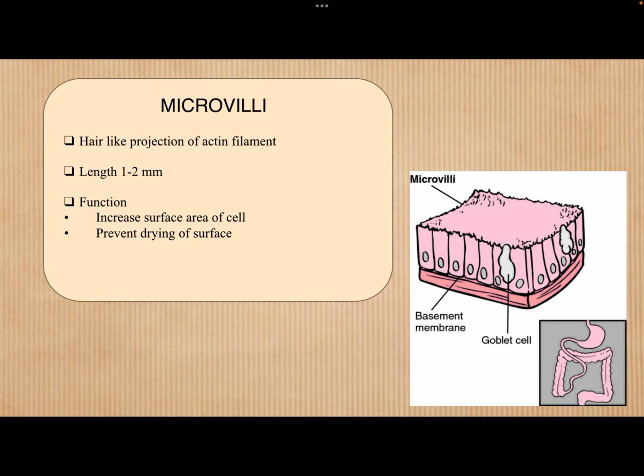The microvilli are hair-like projections of actin filaments, and the length can vary between 1 to 2 millimeters. The function of microvilli is to increase the surface area of the cell and also prevent drying of the surface.